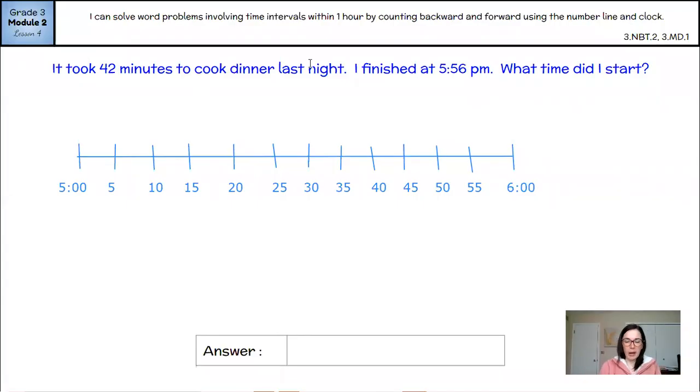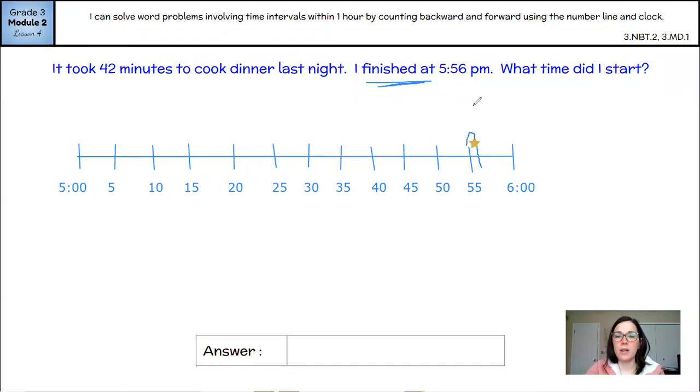Okay, we're going to try one more word problem together, and then I'm going to send you off on your own to work on your problem set, okay? It took 42 minutes to cook dinner last night. I finished at 5:56. What time did I start? So this keyword finished tells me that I'm going to be going backwards, right? So I've got my number line from 5 o'clock to 6 o'clock, and I know that 5:56 is going to be 1 after 55, right? It took 42 minutes to cook dinner. Okay, so I have to work my way backwards 42 minutes.